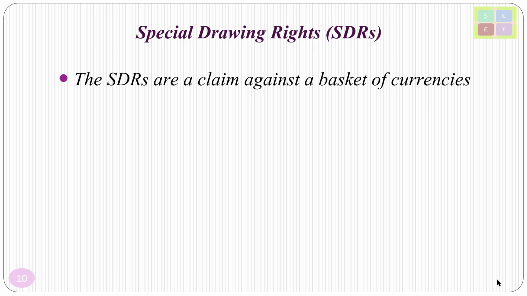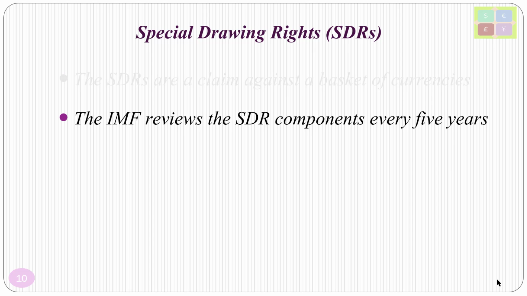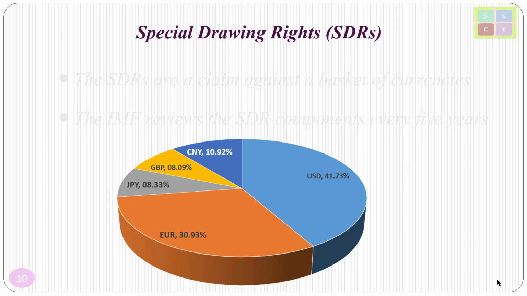Let's talk about the special drawing rights. The special drawing rights are a claim against a basket of currencies but not actual currencies. The IMF reviews the SDR components every 5 years. In 2016, the Chinese yuan was added to the basket as the new component.